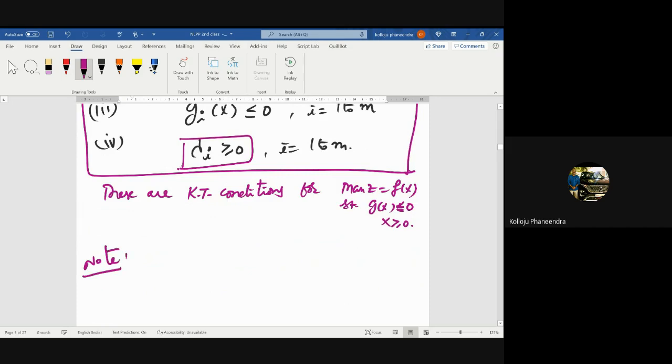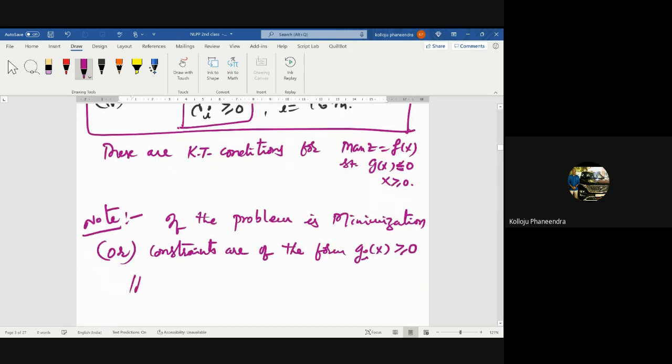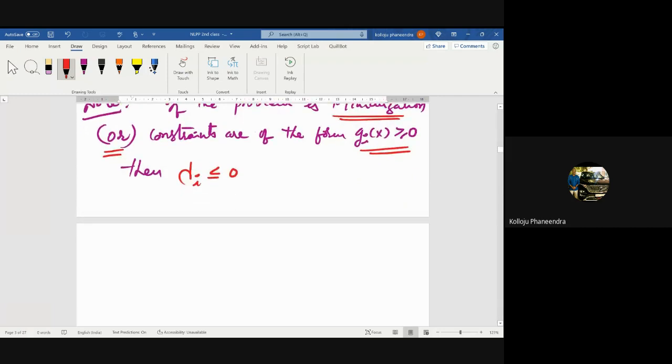Now, see the note. If the objective function is minimization, or constraints are of the form g_i(x) greater than or equal to 0, then in any one of these cases, these Lagrange's multipliers are less than or equal to 0. Done. These are the Kuhn-Tucker conditions. Any doubts? This is the derivation part. These are necessary Kuhn-Tucker conditions.